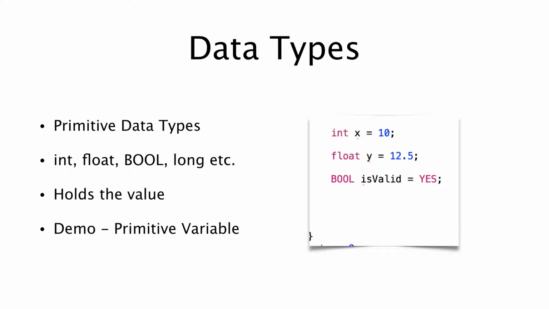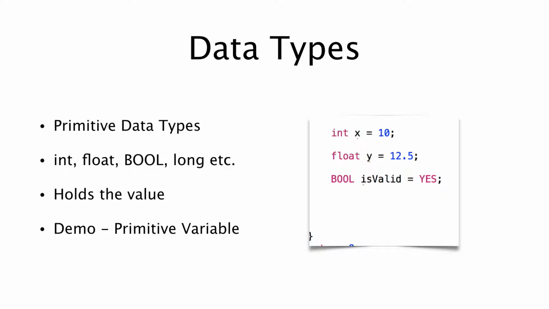And the same thing, like float y equal to 12.5, and BOOL. In this case we just use BOOL in all uppercase, and isValid, that's a variable name, and we are not using true or false. Most of the languages use true or false for a boolean property, but in Objective-C it's YES or NO. So there's something really important to understand. What is the difference between primitive data types and our complex object data type?